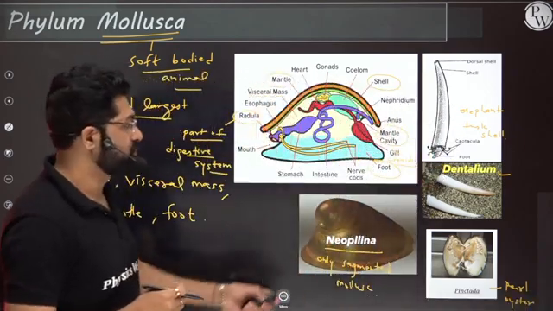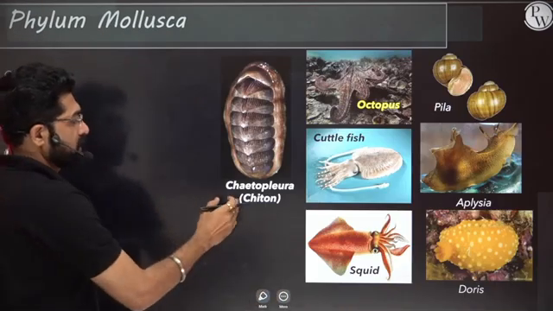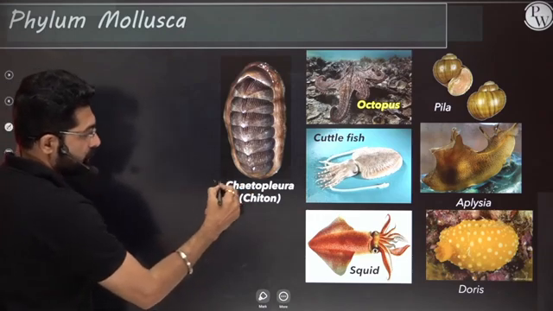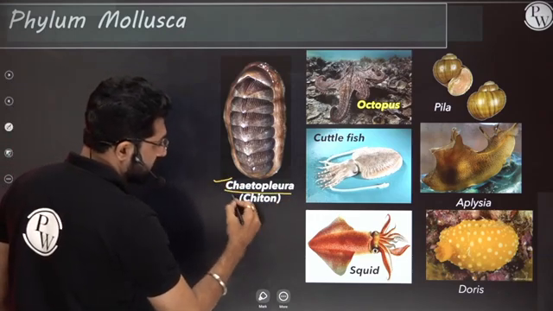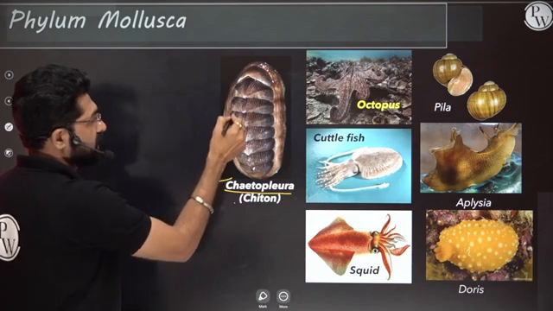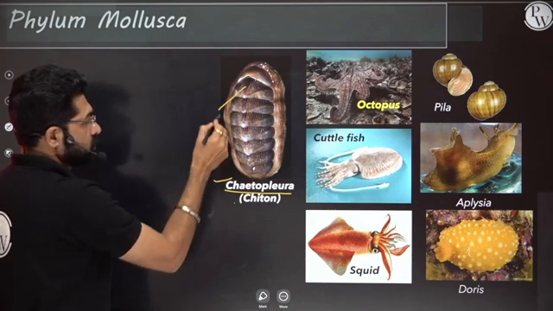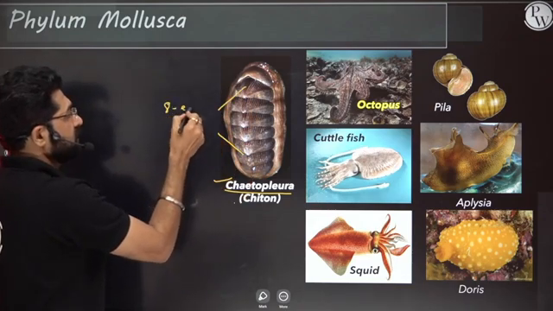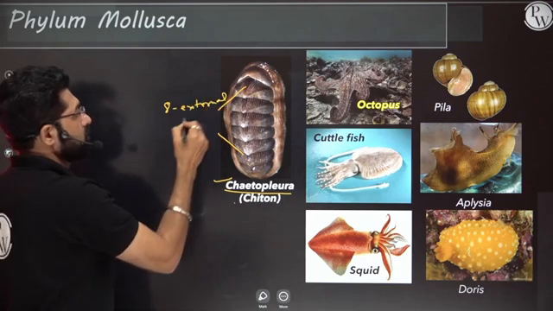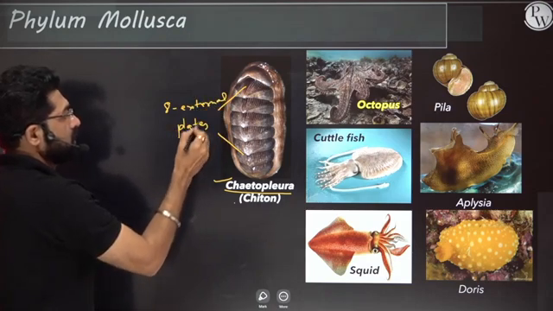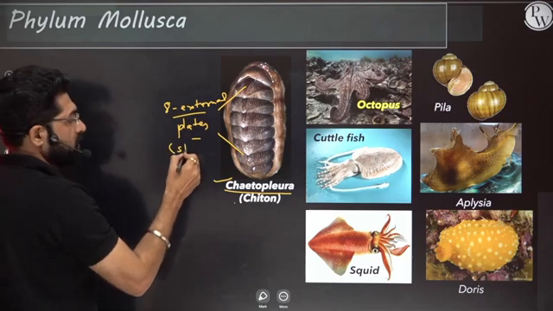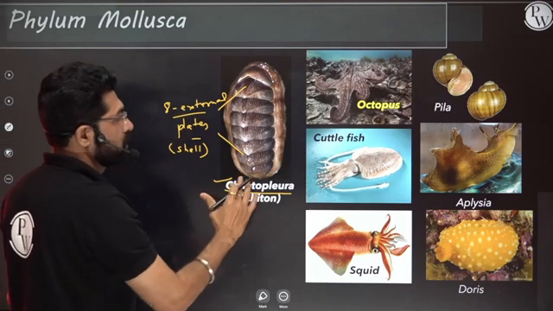Okay, is it okay with you? Let's talk about the chiton. Chiton, Chaetopleura. Chaetopleura is commonly called chiton here. You can see 8 plates are there. These are 8 external plates found on the body. That forms a shell here.